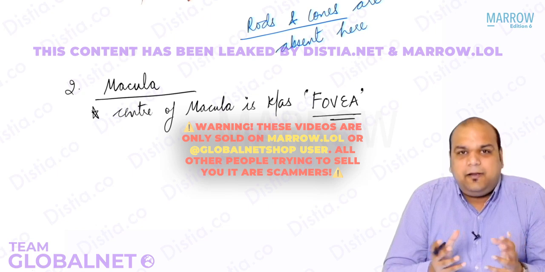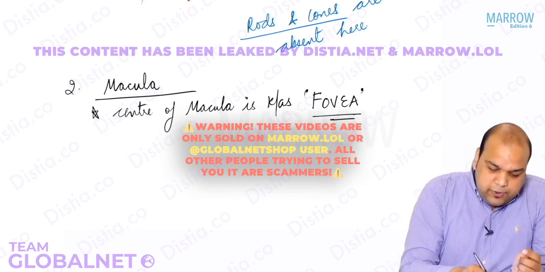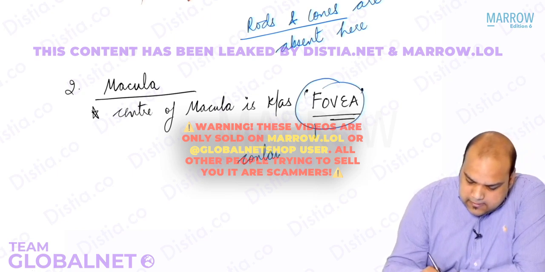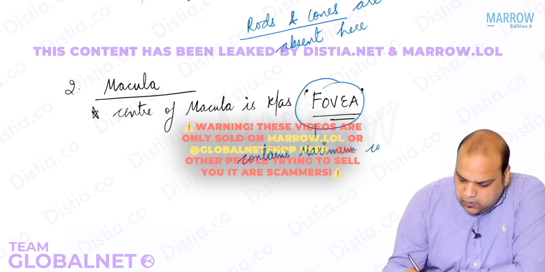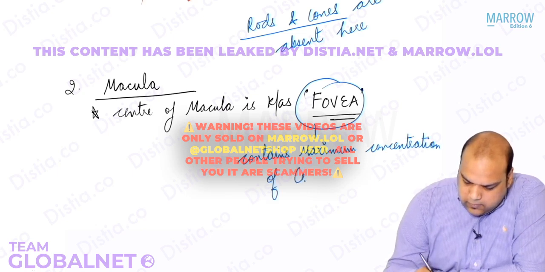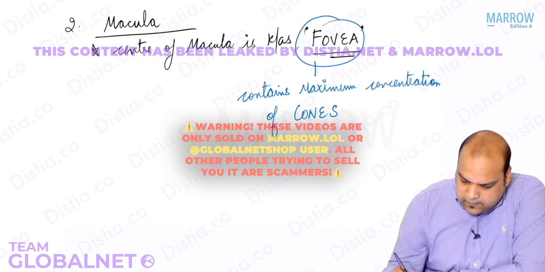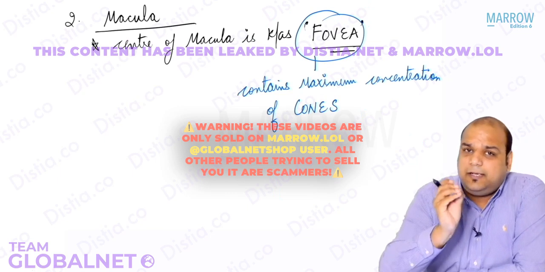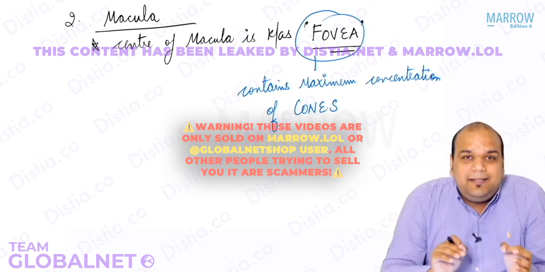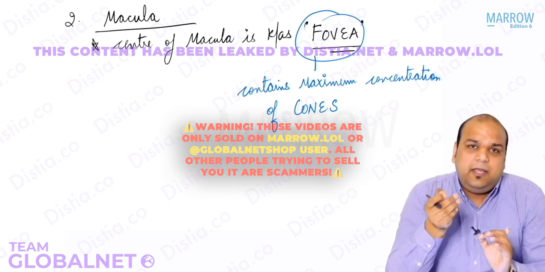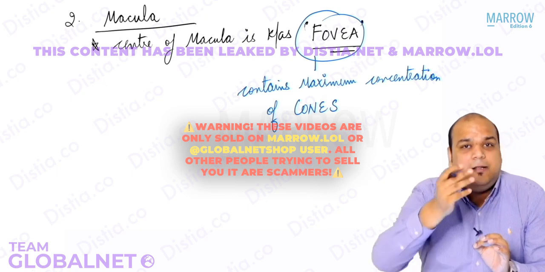Now, why are we trying to see this? What is the importance of this? So, again, all of us should know, I hope, that fovea contains the maximum concentration of cones. Because it contains the maximum concentration of cones, try to think of it like this, that all of the cones which are present will be nearer to each other. Yes? If they are nearer to each other, they will give you a clearer image.